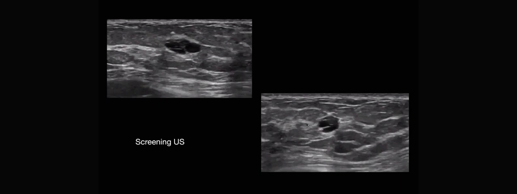Okay, who wants to tell me the diagnosis? Patient with the screening ultrasound. Just the diagnosis, nothing else. Speak up, you don't need to raise your hand.